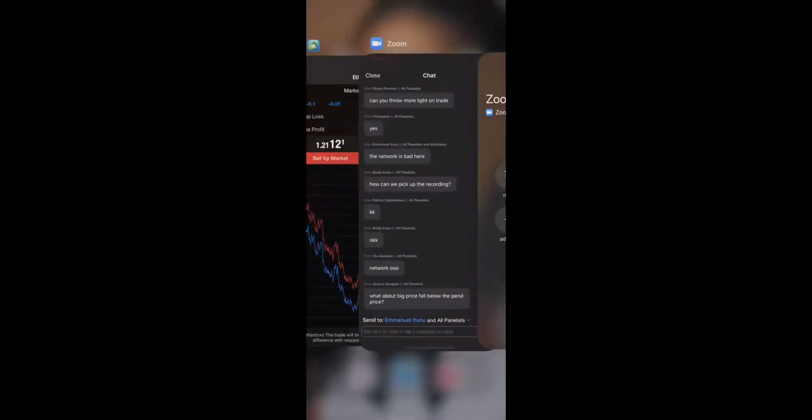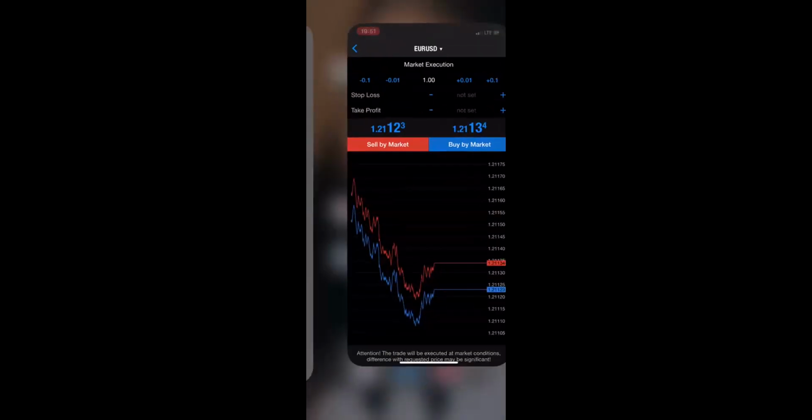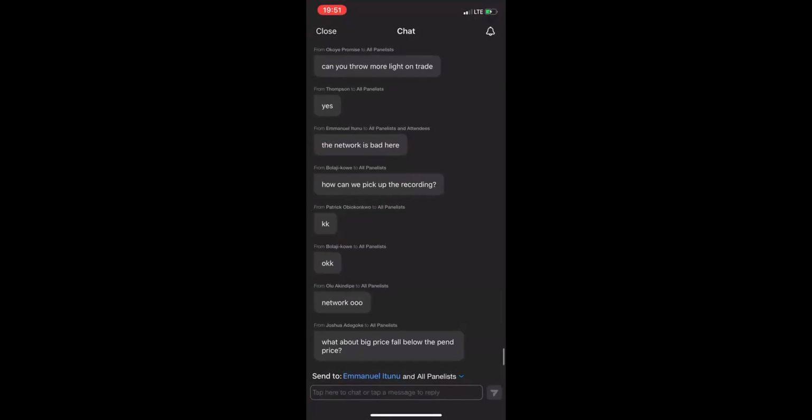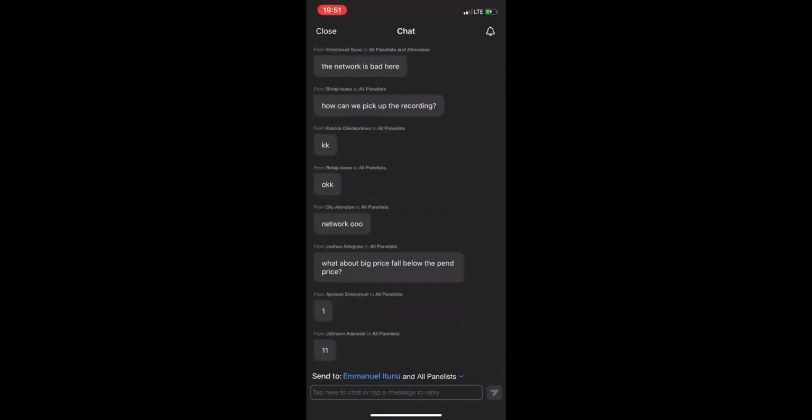Okay, that's normal price moving. If you understand the difference between pending order and market execution, guys, give me a 1 in the chat box. You understand the difference between pending order and market execution? Give me a 1 in the chat box.